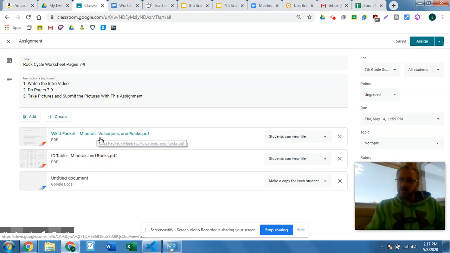So the main one is your worksheets, which are pages 7 through 9. That's the three that specifically are on the whole rock cycle. And you might have to, and I'll pull this up when we get to that point, use the ID table a couple times for some of the questions. So let's take a look.